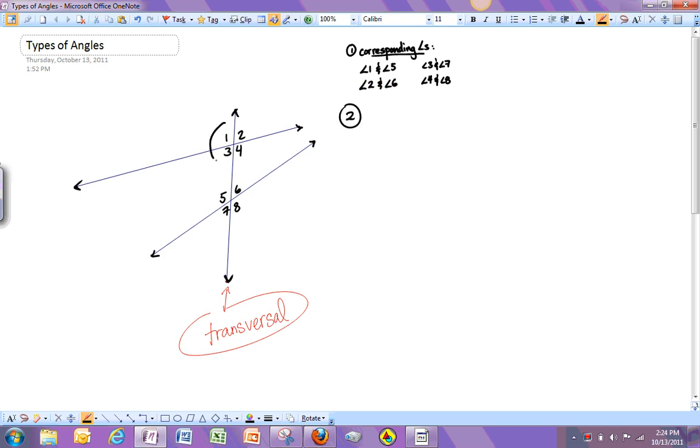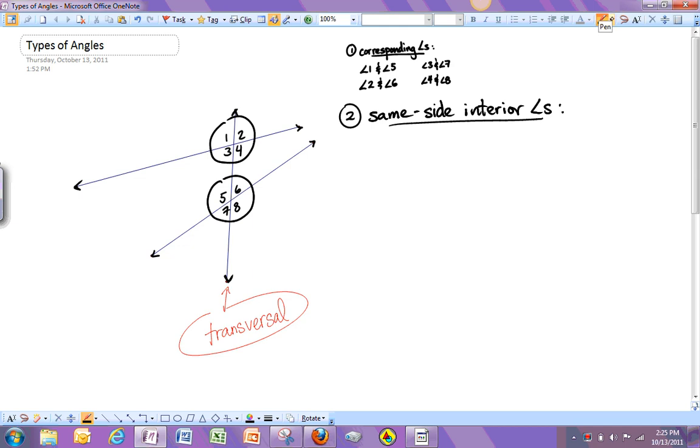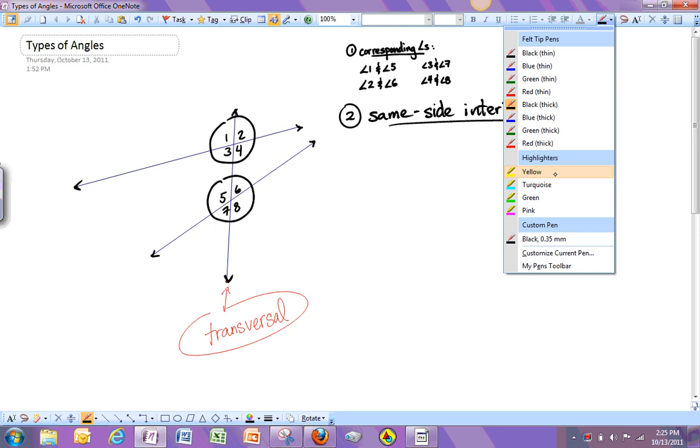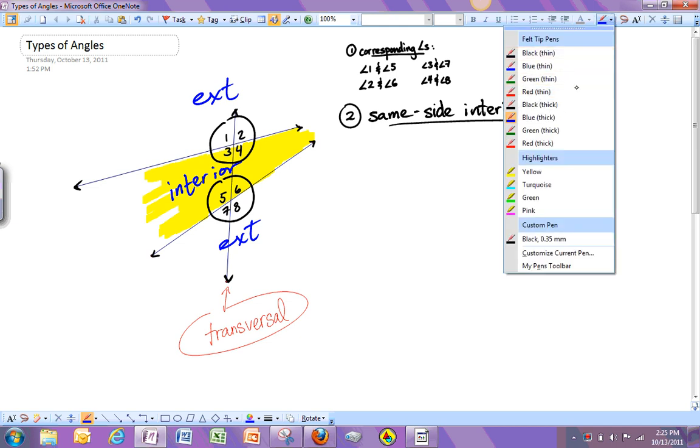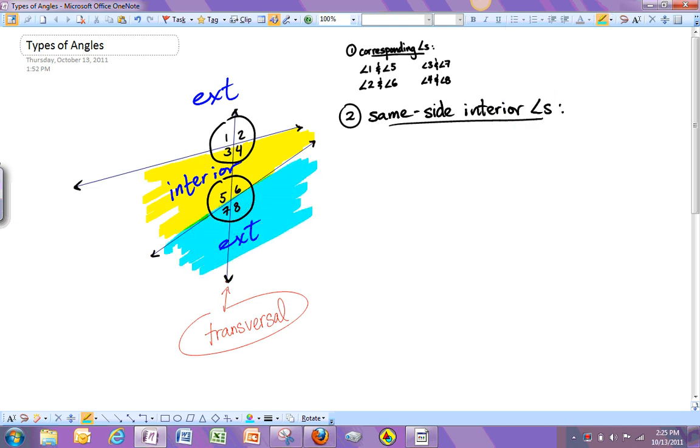Alright, so the next type, again, I'm going to pick some from here and some from here. The next type I'm going to call same side interior angles. So the way this works is there are two chunks here. There's interior angles and there's exterior angles. Interior means you look at your two lines and it's anything that falls in between them. Those are your interior parts, inside the two lines. So let me label that. Which means that this chunk out here is exterior and this chunk out here is exterior because they're on the outer parts. So all this is exterior, all this is exterior.